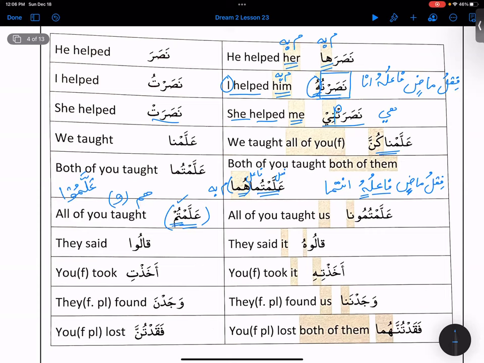Okay, how are we going to translate allamtum? All of you taught. Because all of you is what? Antum. Antum is the fail, right? So we need to translate the fail first: all of you, and then we are going to say that. All of you taught.